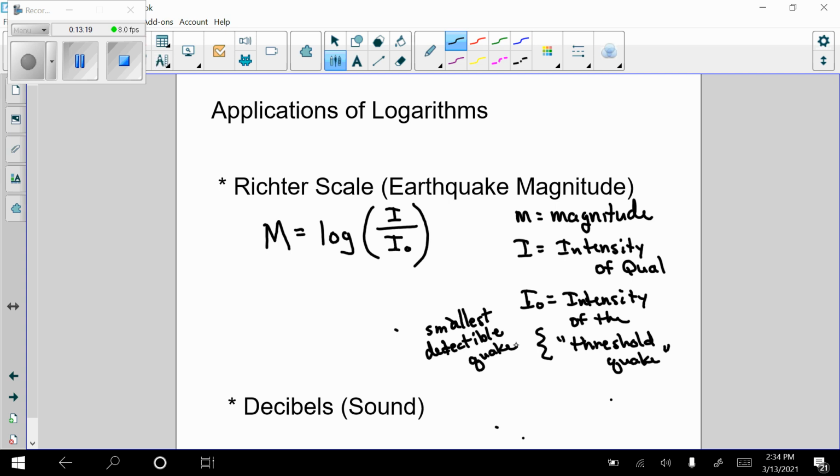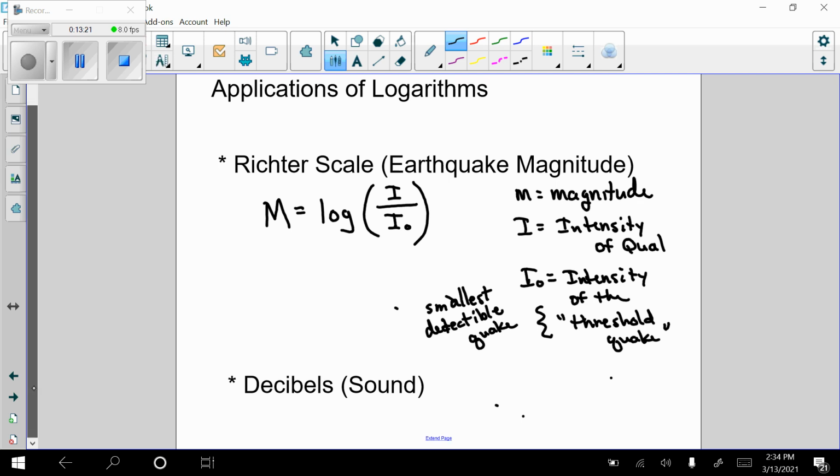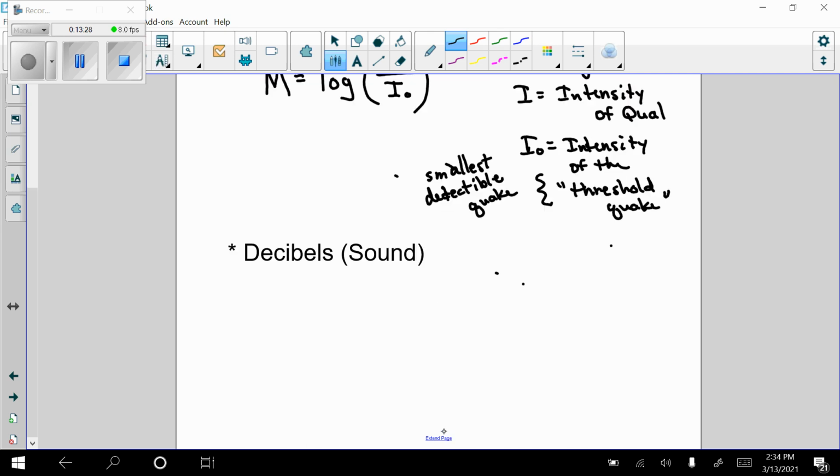Okay, so the smallest detectable earthquake, and you'll see how that works as we do some of these examples. I think I spelled detectable wrong. It should be ABLE.